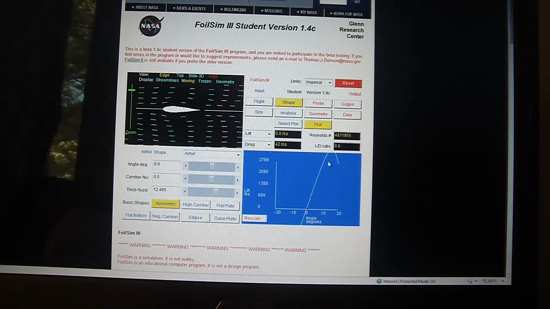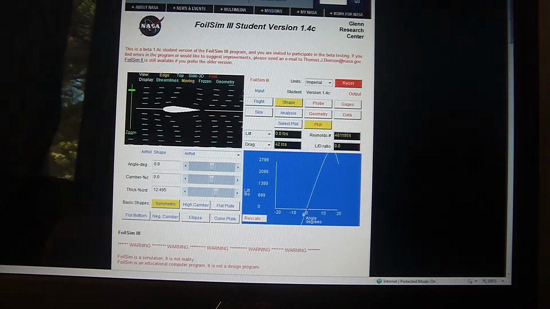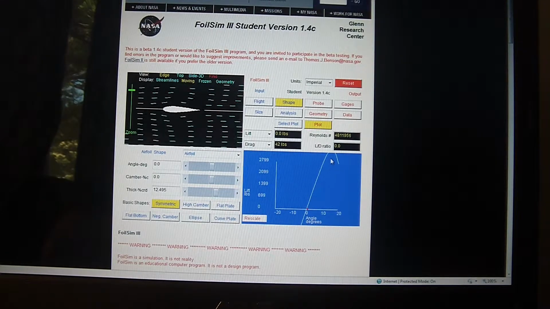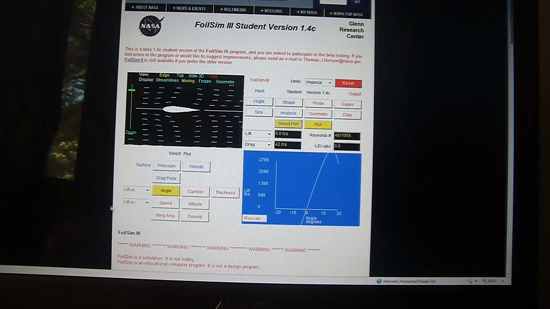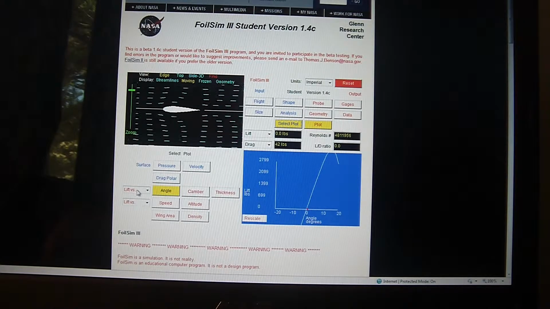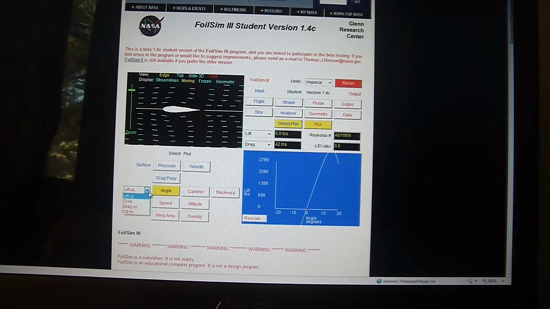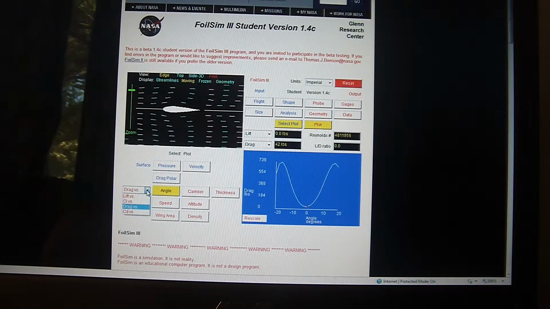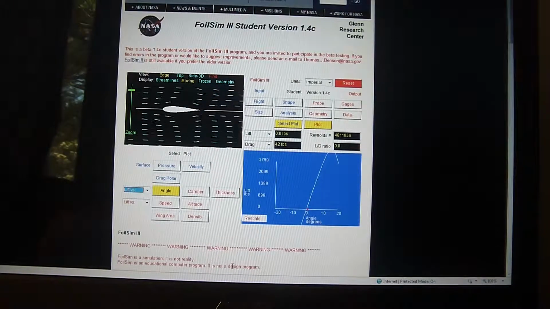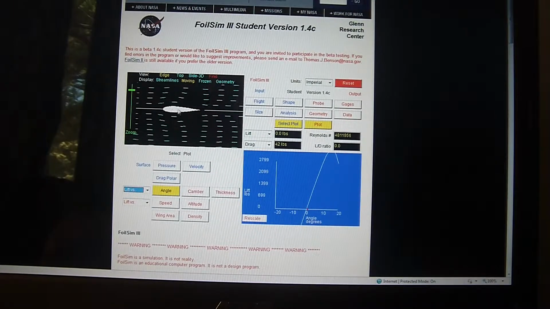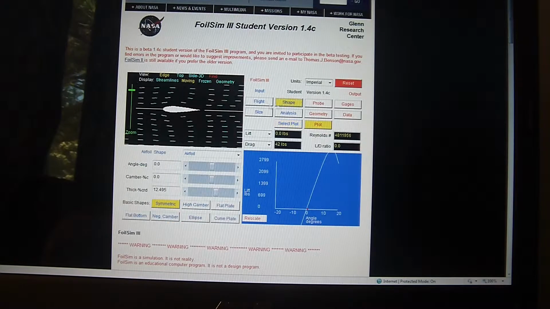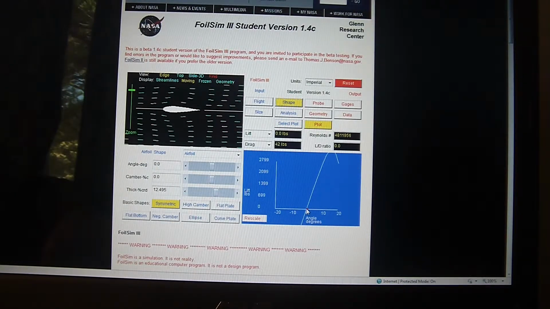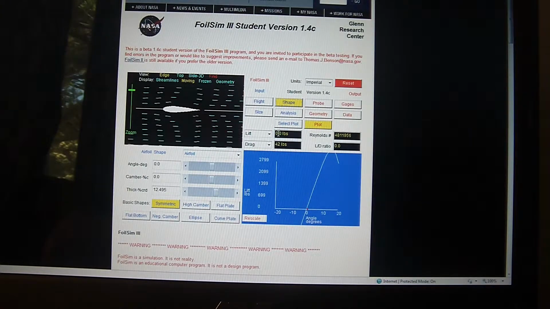The graph over here, we can set it up to display a number of things. At the moment it's showing our lift versus the angle of attack. If we go plot, we're going lift versus angle. That's what I've got selected. If I wanted to, I could go drag versus angle, but we'll come back to that. Let's just look at lift versus angle at this stage. At the moment I've got 0 degrees angle of attack, so I've got 0 lift. You can see up here there's 0 lift.